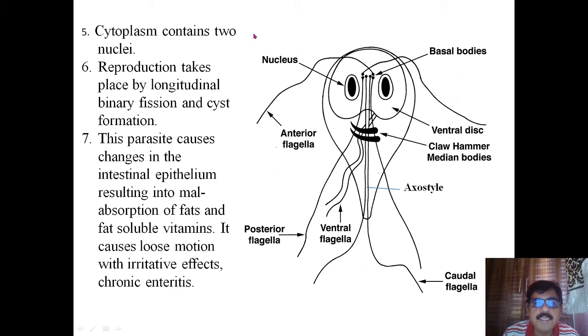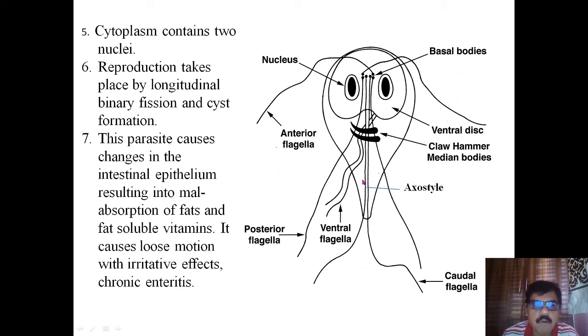The cytoplasm contains the two nuclei. This is one and another, these two. The cytoplasm contains the two nuclei. Reproduction takes place by longitudinal binary fission, which means it separates vertically, showing binary fission and cyst formation.